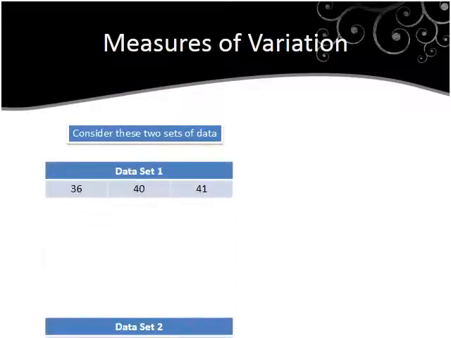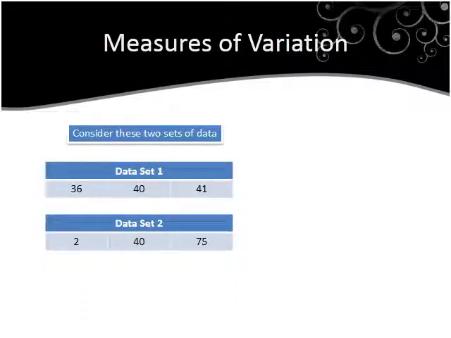So consider these two data sets. Data set 1 consists of the numbers 36, 40, and 41, and data set 2 consists of the numbers 2, 40, and 75. So these data are all fairly close together, 36, 40, and 41. These data are a little further apart, 2, 40, and 75.